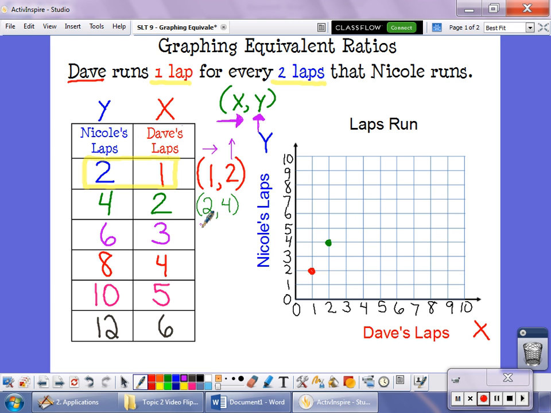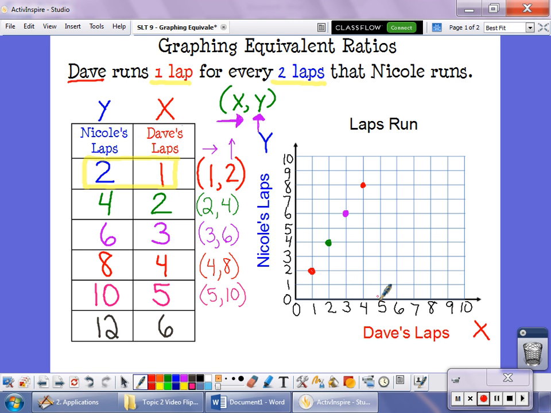Again, my x value is Dave's. My y value is Nicole's laps, so 3, 6. Starting at 0, 0, I go over for 3 and up for 6. And I'm going to continue this pattern for as long as I can put my points on my graph. And once I get to a certain level, I'm going to run out of spaces to put these numbers on my graph. So once that happens, I'll stop graphing.